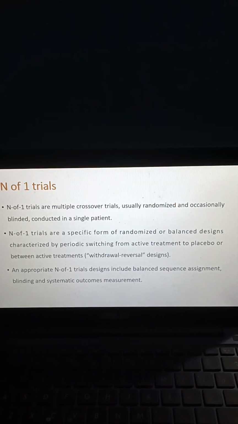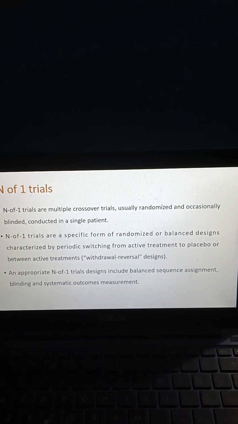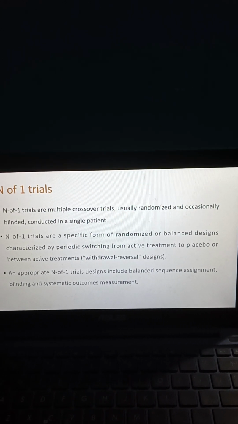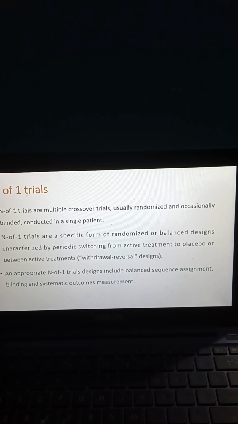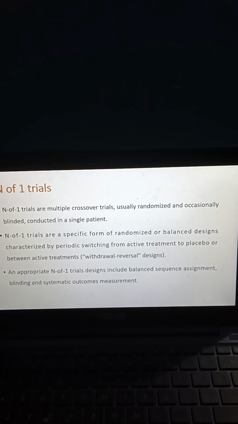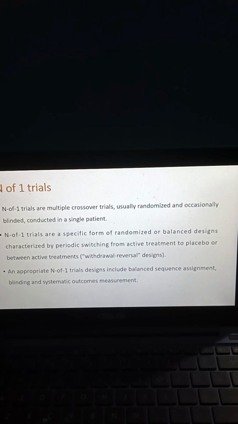Then coming to N of 1 trials. N of 1 trials are multiple crossover trials, usually randomized and occasionally blinded, conducted in a single patient. N of 1 trials are a specific form of randomized or balanced designs characterized by periodic switching from active treatment to placebo or between active treatments, withdrawal reversal designs. An appropriate N of 1 trial design includes balanced sequence assignment, blinding, and systematic outcomes measurement.